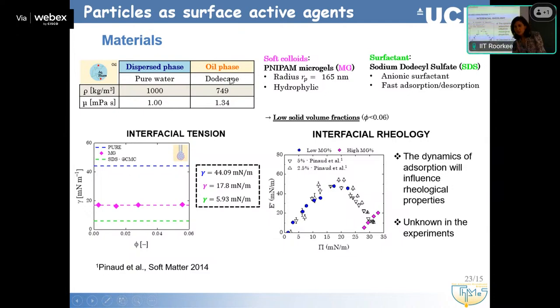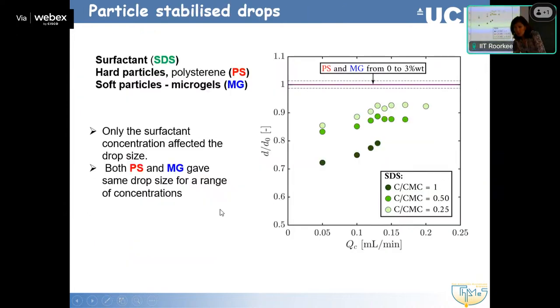It's the surface tension for the system we used. It was water and dodecane. And you can see, okay, this is the interfacial tension with the gel particles, and this is with the STS. So the reduction in the interfacial tension is not as big, but of course there are different particles as well. And we also got this interfacial rheology from the literature. Let me now show you a couple of interesting things on the drop formation.